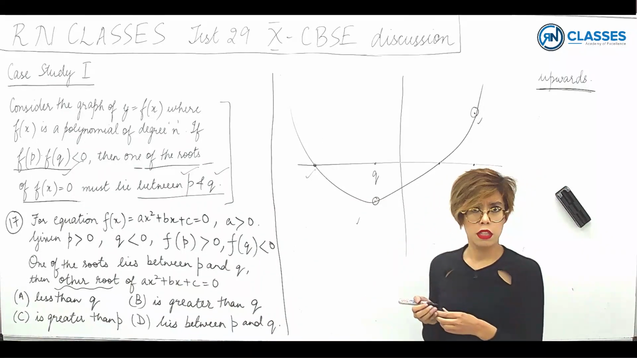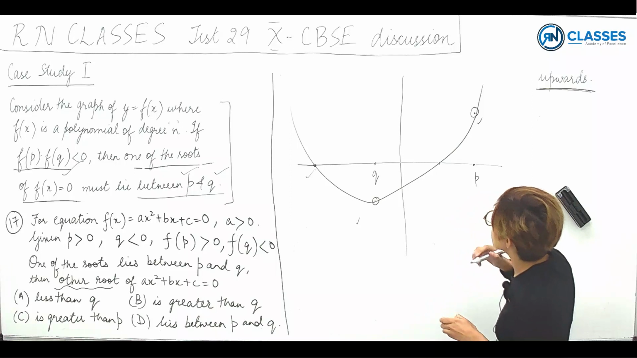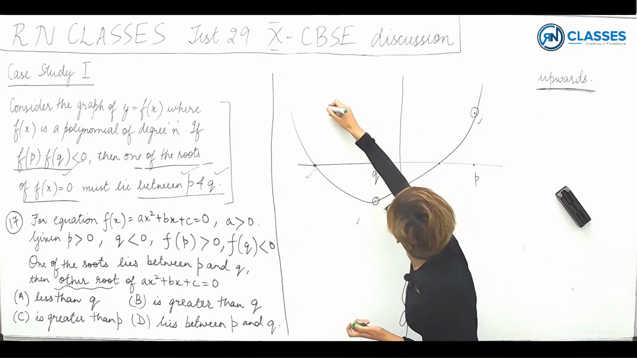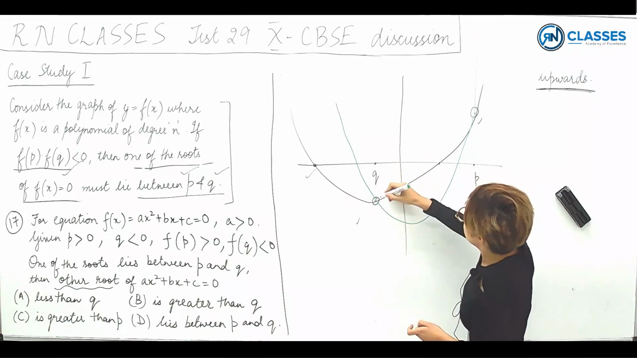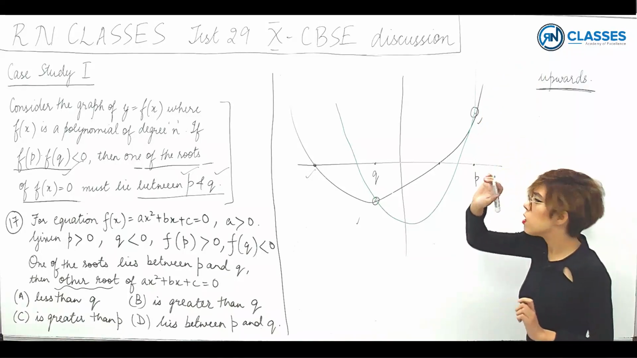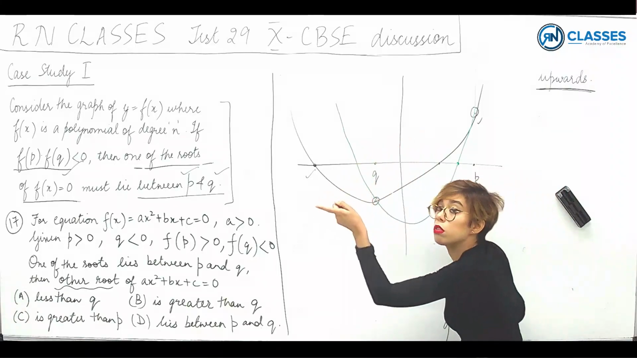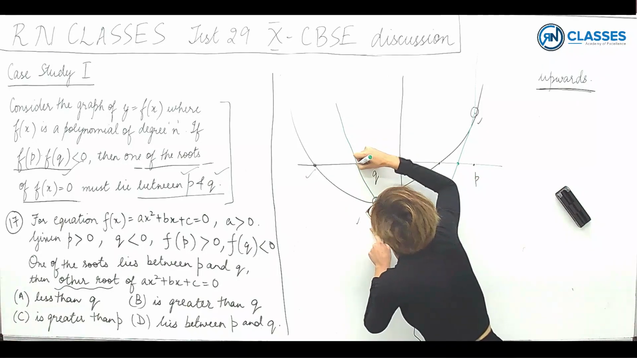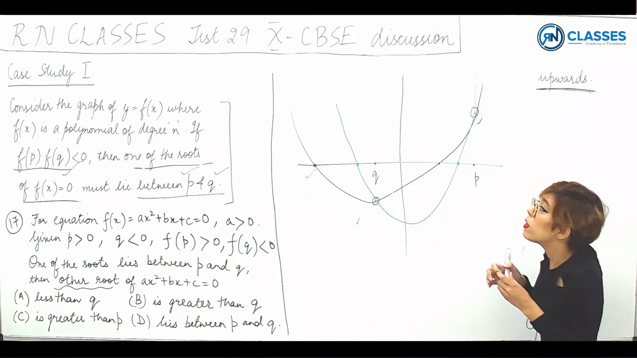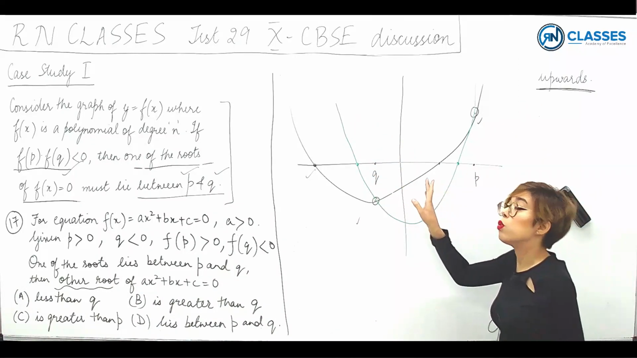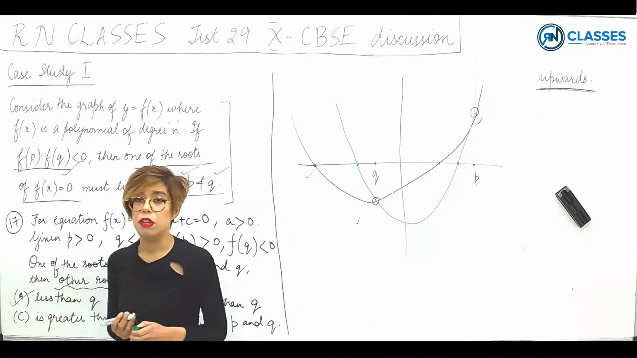But let's imagine another parabola. Let's see what happens. Now, suppose, in between the two, make it. So, maybe my parabola looks something like this. Right? So again, one root lies between P and Q. This is the root. I am talking about the other root. Right? Now, other root is here. Again, this root is less than Q. So, no matter what, since I know that the parabola is opening upwards, the other root will be less than Q. So, I can say that option A is the correct one.